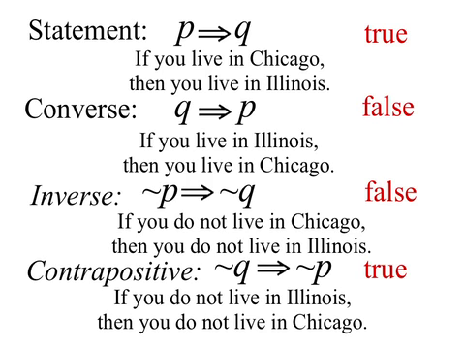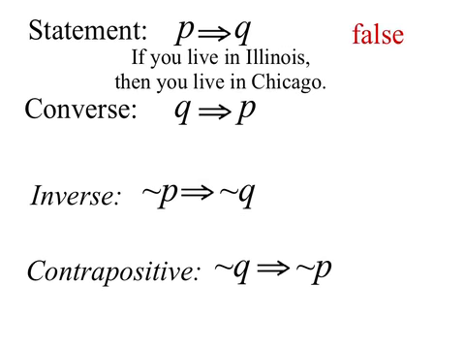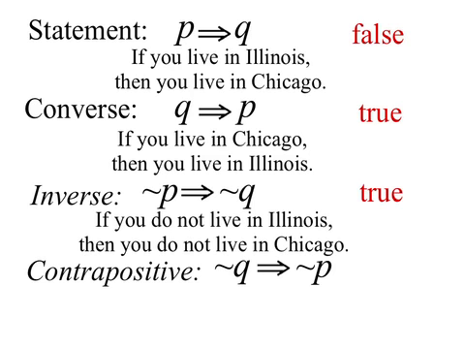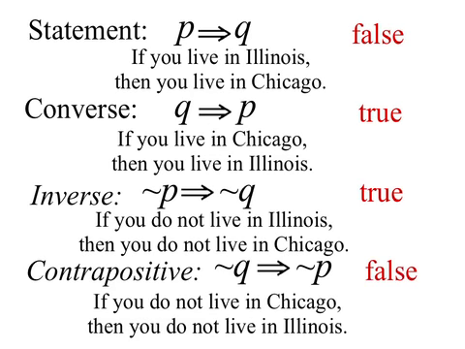If you do not live in Illinois, then you do not live in Chicago. The contrapositive is true. Now let's look at a statement that we know to be false. If you live in Illinois, then you live in Chicago. The converse of this false statement, if you live in Chicago, then you live in Illinois, that happens to be true. And the inverse, if you do not live in Illinois, then you do not live in Chicago. That's true. The contrapositive of our false statement, though, if you do not live in Chicago, then you do not live in Illinois. That's false.